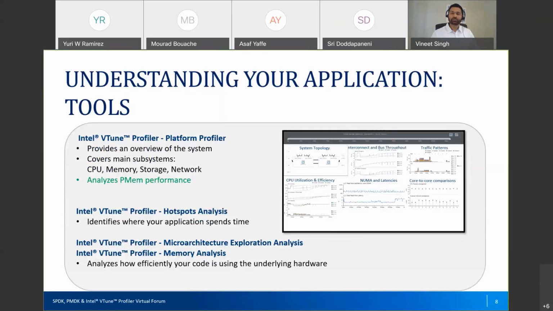Asaf, you have another one? Yeah. So thank you for clarifying that. And can you also relate specifically to the top-down TMA metrics that we have in VTune, and what specific support is there for persistent memory?